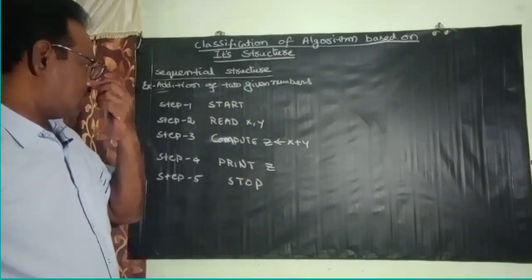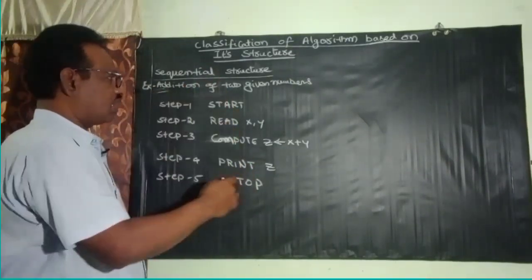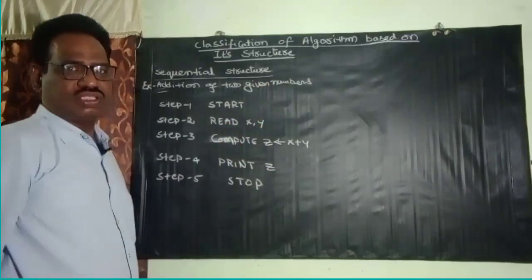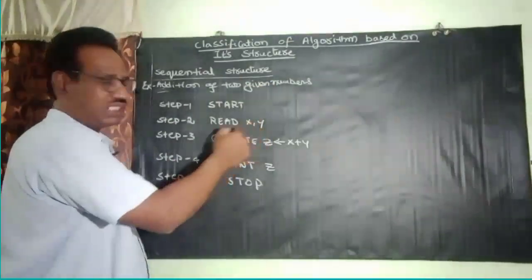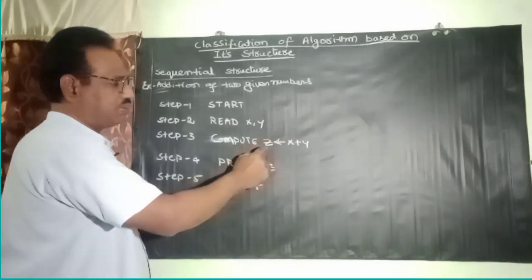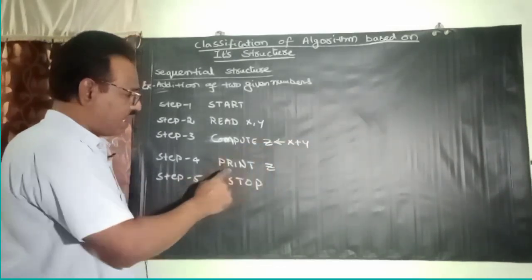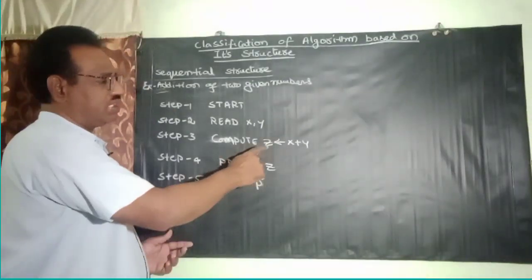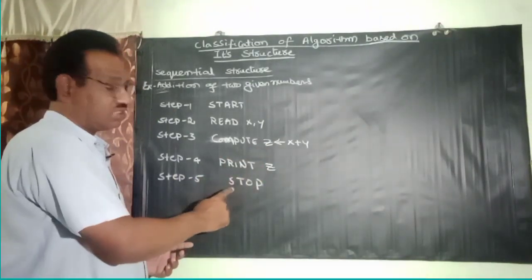This is the algorithm for addition of two given numbers. Two given numbers, we are going to get it from the user, x and y, and compute the addition of two numbers, and that will be stored in z, and finally we are going to print the result, that is z, and stop the program.